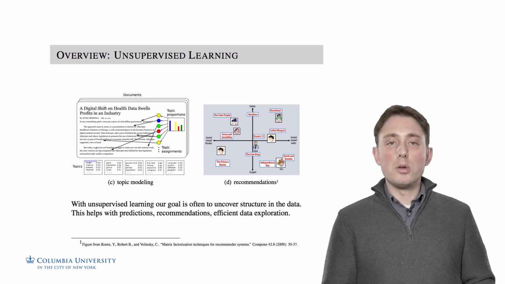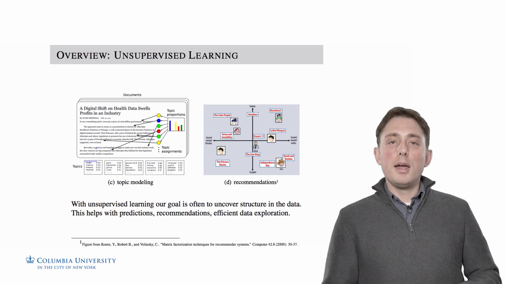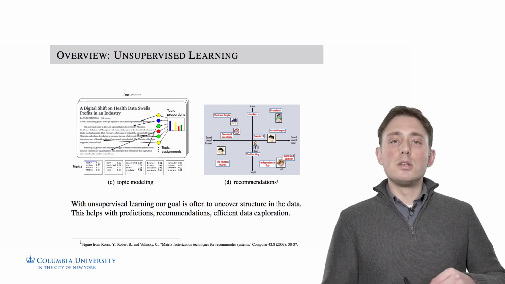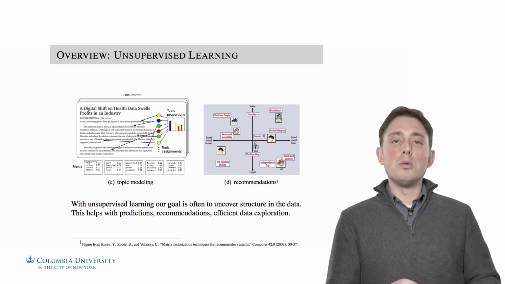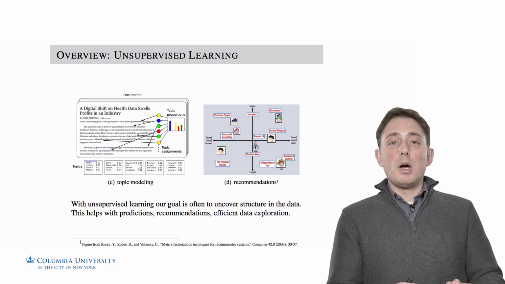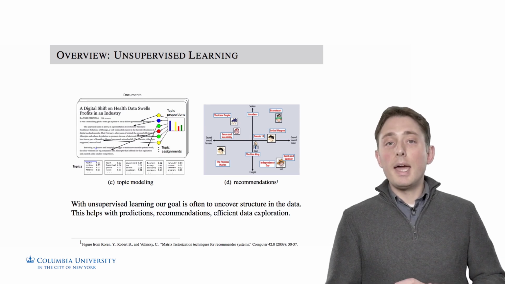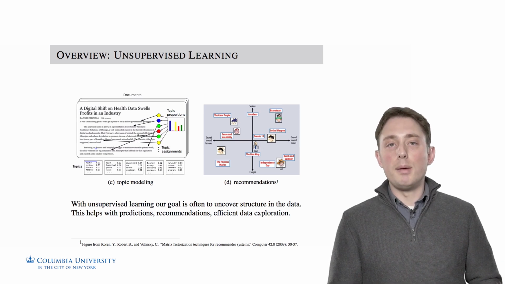Then in the second half of the course, we'll transition to unsupervised learning. And with unsupervised learning, the goal is a bit more vague. Supervised learning is very nice because we know that we want to map an input to an output. And honestly, we don't necessarily even care how it's mapped. We don't care whether we learn anything by mapping it.